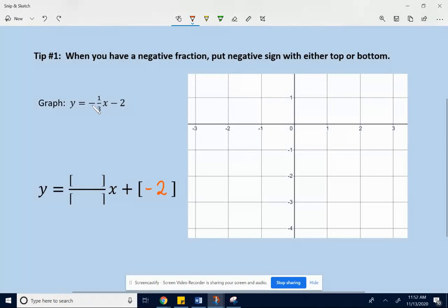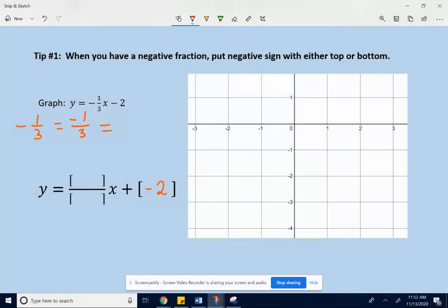That negative is just sitting out in front of the fraction. I really want that 1 to belong somewhere. So think of it this way. If you have a negative fraction, look what happens. If I put the negative on top, I would have a negative divided by a positive, and a negative divided by a positive is equal to a negative. So that's good.